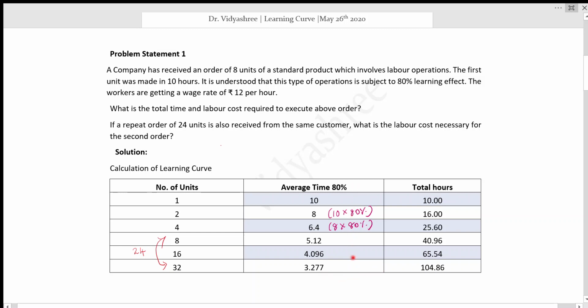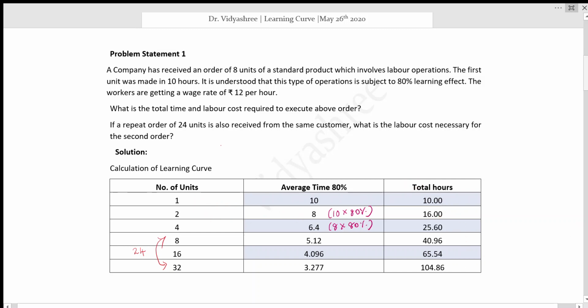After you complete writing the average time, next we have to calculate the total hours. How to calculate total hours? Just number of units into average time taken. In other words, if I name this column A and this column B, just A into B, we get C, that is total hours. So just multiply these both columns, you get the total hours.